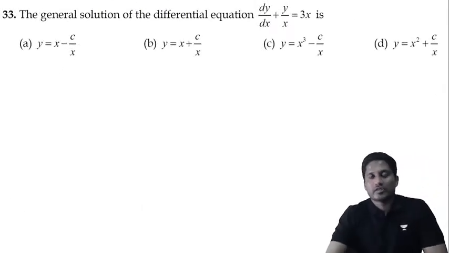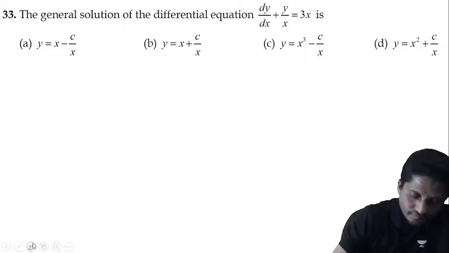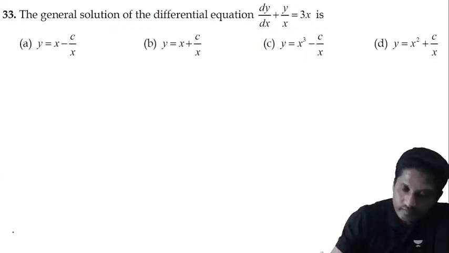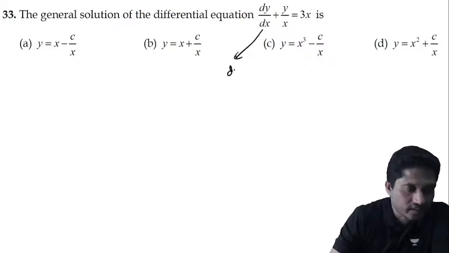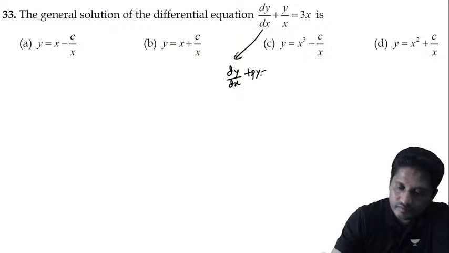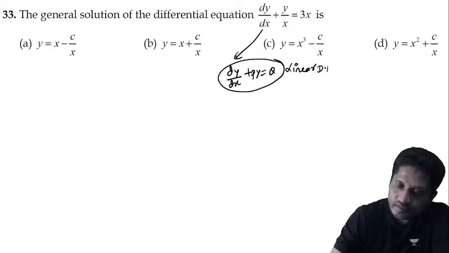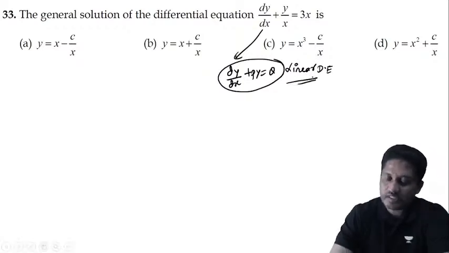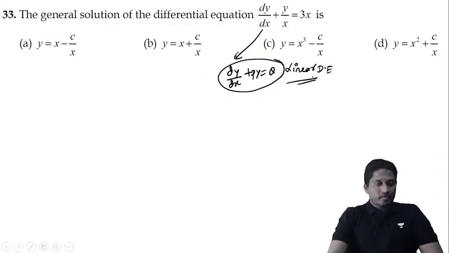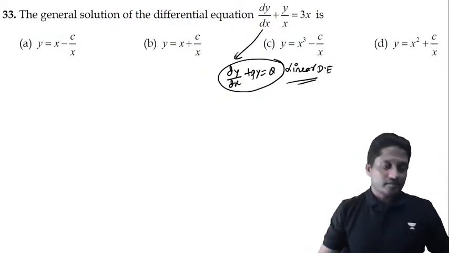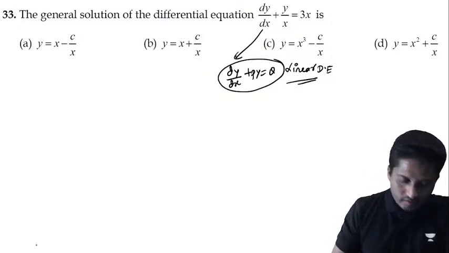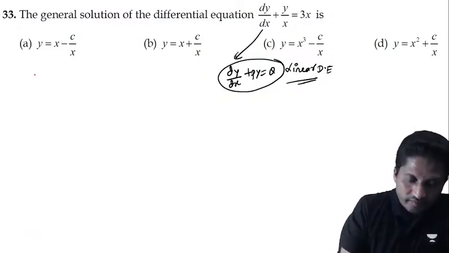What is the general solution of this differential equation? Now this is of the form dy by dx plus py is equal to q. Isn't it? Linear differential equation. Anyways, that was important for boards as well. dy by dx plus py equal to q is called a linear differential equation. If I compare, p should be equal to 1 by x.